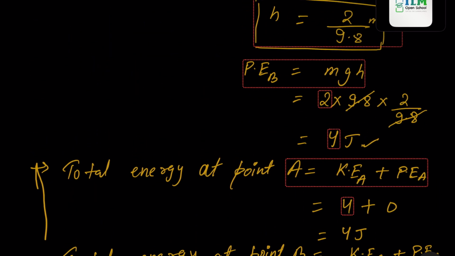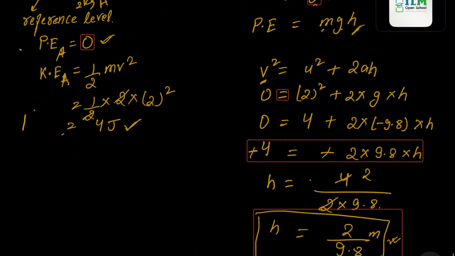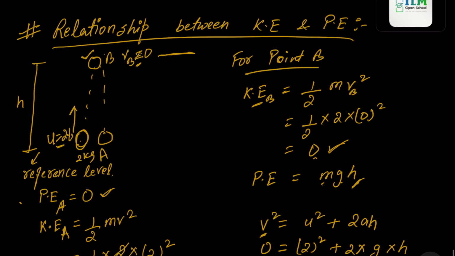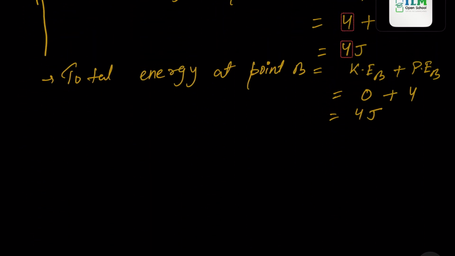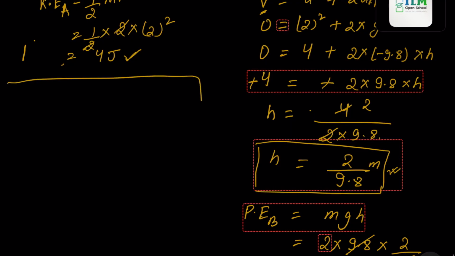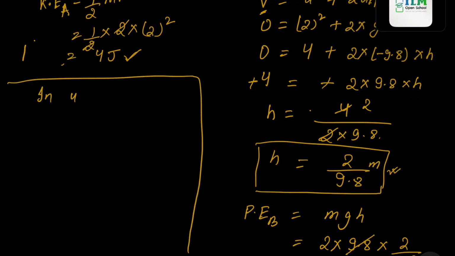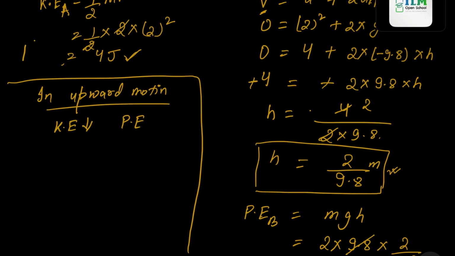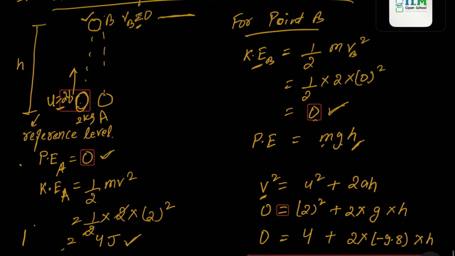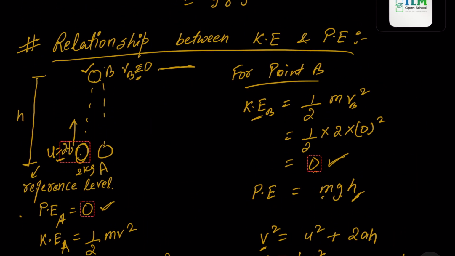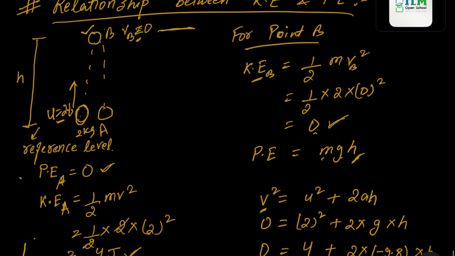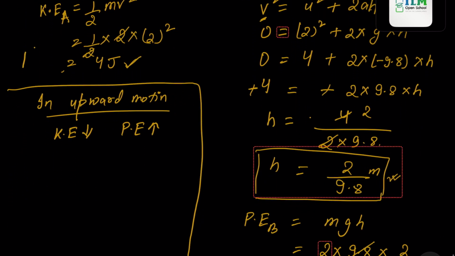And what happens in moving upward? When an object is moving upward, in upward motion, kinetic energy will decrease and potential energy will increase. Okay, why is kinetic energy decreasing? Because when the ball goes upwards, the velocity of the ball decreases. That's why kinetic energy is decreasing, and height is increasing. That's why potential energy is increasing.